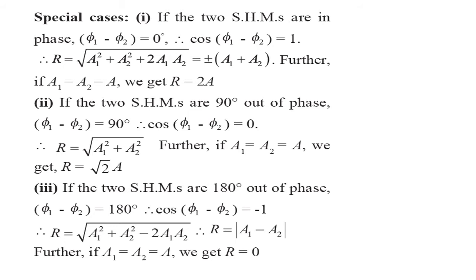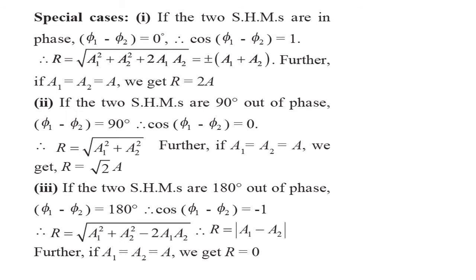a is equal to under root a1 square plus a2 square minus 2a1 a2. And as per the identity, this whole term is nothing but a1 minus a2 bracket square. So the resultant r will be mod of a1 minus a2. When I use the absolute sign or mod sign, the value is always positive. And in this case, if we assume that the amplitudes are same, that is if a1 is equal to a2, then the resultant amplitude will be 0.